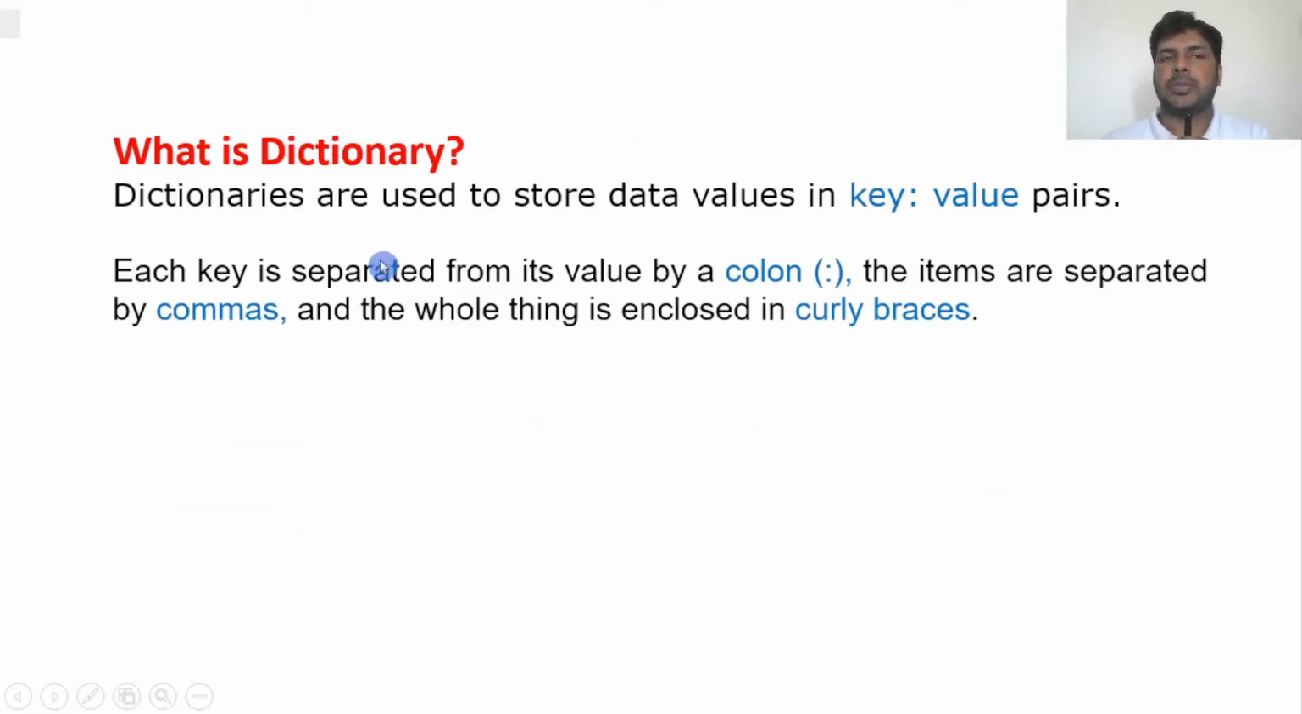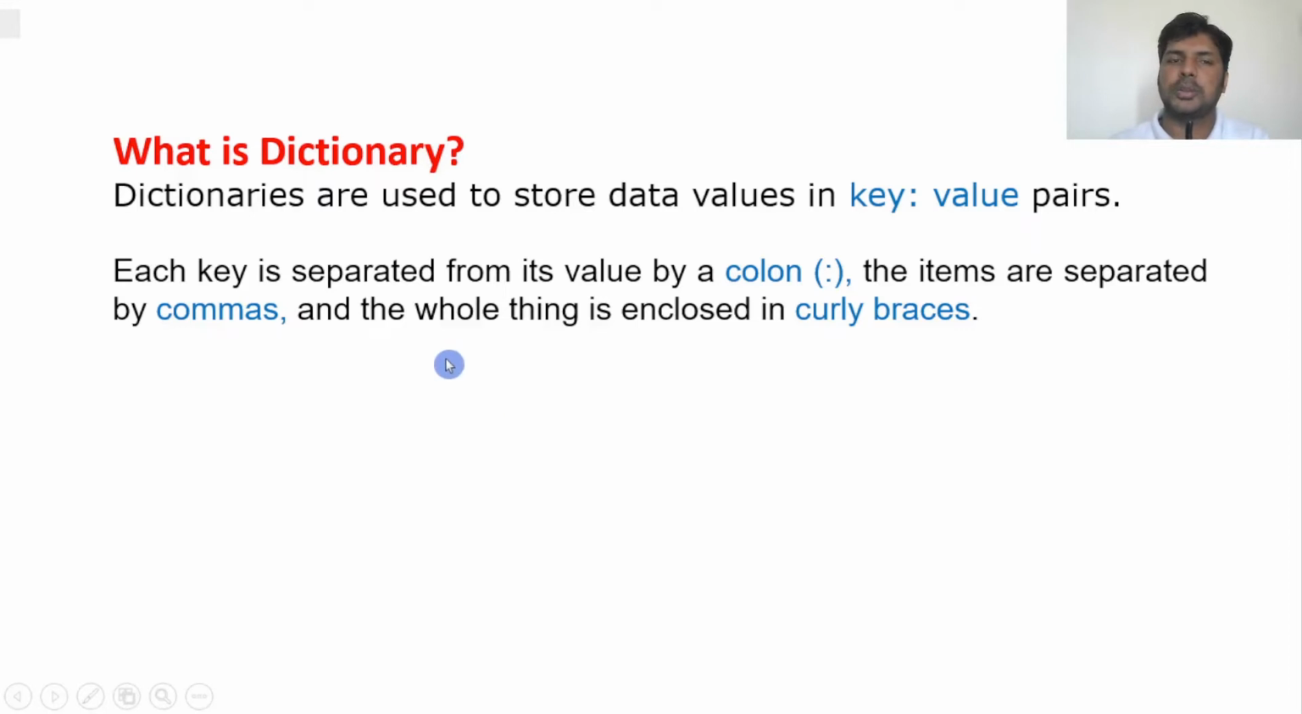What is a dictionary? Dictionaries are used to store data values in key value pairs. A dictionary contains both key and value, paired together. Each key is separated from its value by a colon. Items are separated by commas, and the whole thing is enclosed within curly brackets.